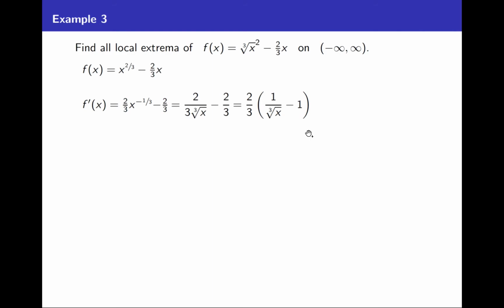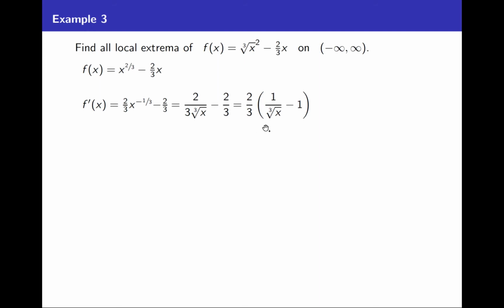Now we're looking for critical points, and remember, those are the values of x that make the derivative either undefined or equal to 0. What about undefined? Well, notice that if we tried to plug in x equals 0, we'd be dividing by 0 right here, so f prime of 0 is undefined. And also notice that 0 is in the domain of f. You can plug 0 into f, but you can't plug it into f prime because you'd be dividing by 0. And that makes x equals 0 a critical point.